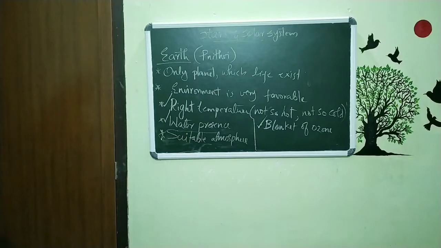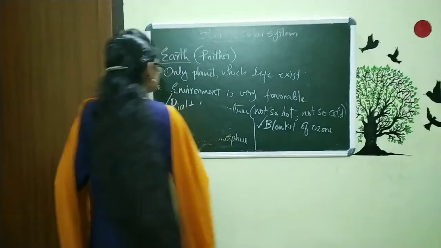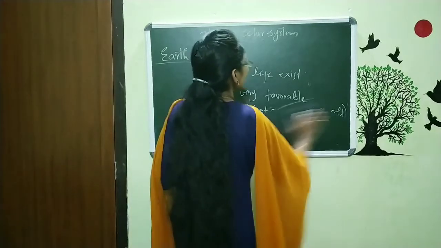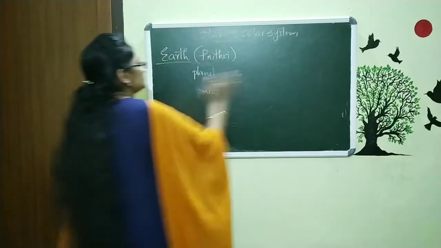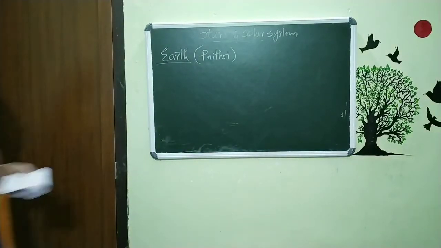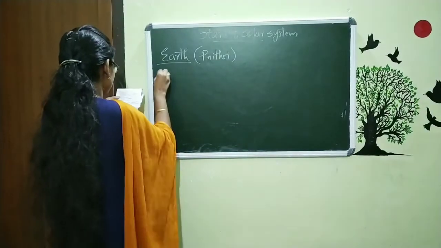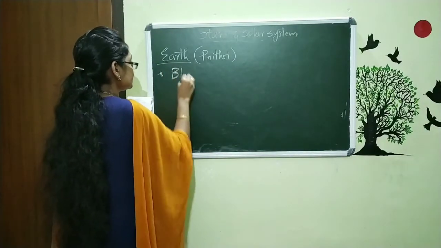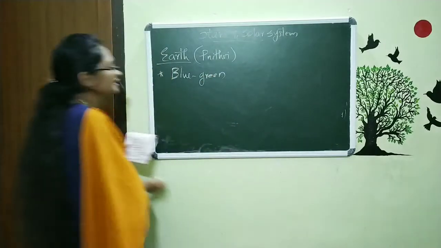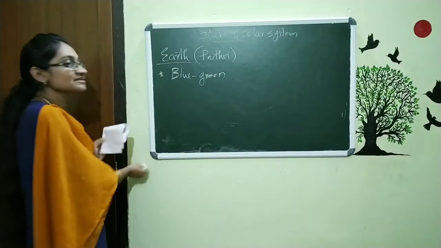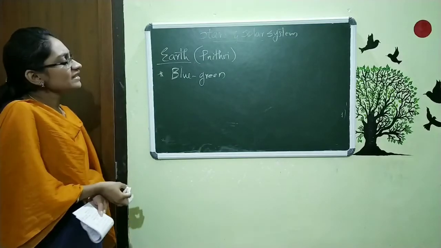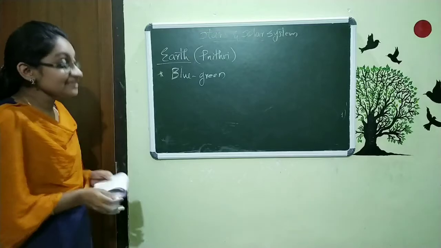Now we are moving to the next point. When we are looking from space, what is the color of our Earth? When we are looking from space, the color of Earth is the blue-green. Generally when we are drawing Earth, we are giving blue and green for the Earth. What is the reason? The reason is very simple.